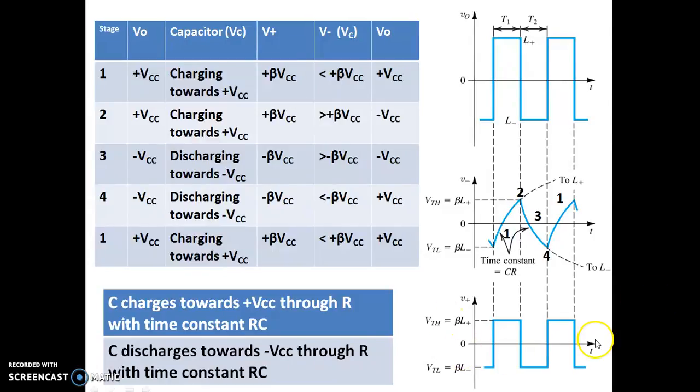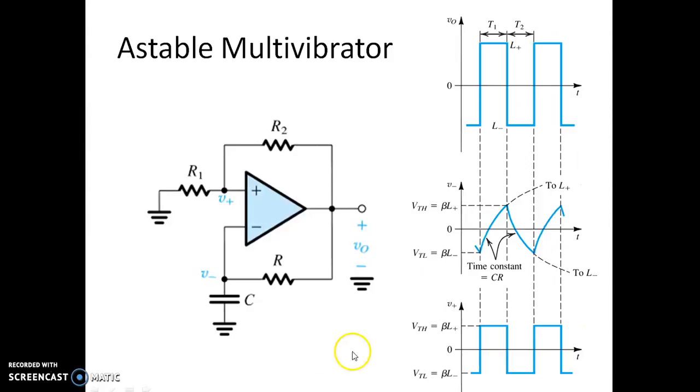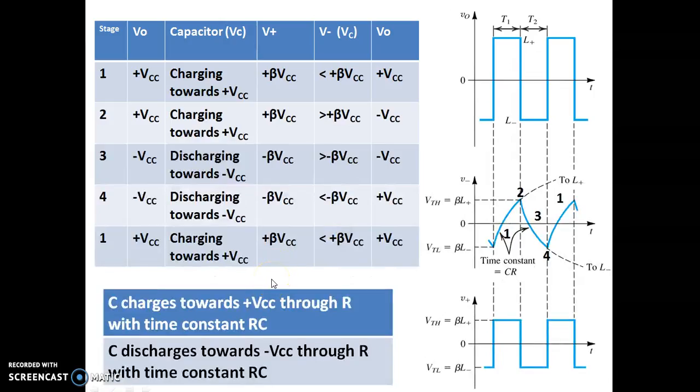If you look at the circuit diagram, the capacitor charges towards V0 through R. If the capacitor is asked to discharge towards minus VCC, it again discharges through R. So the capacitor charges towards plus VCC through R with a time constant RC, and discharges towards minus VCC again through R with a time constant RC. Meaning, while charging and discharging, the capacitor path is only through R and its time constant is R times C.